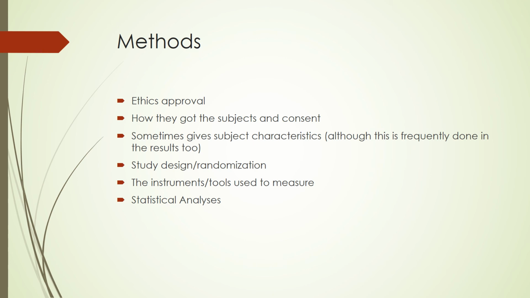Next thing, sometimes they give subject characteristics like height, weight, how much they exercise, how much they smoke, how much they eat, what their BMI is, all sorts of things. However, that is frequently done at the very beginning of the results as well. Then methodology sections talk about the study design, what exactly is being done in the study, and the randomization purpose. The idea here is how you're writing the methods.